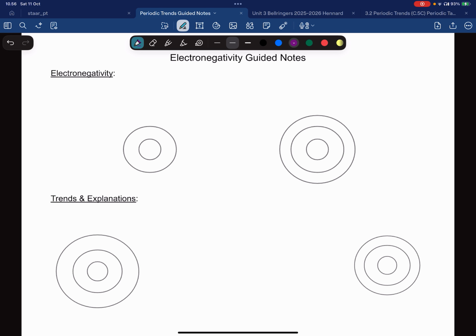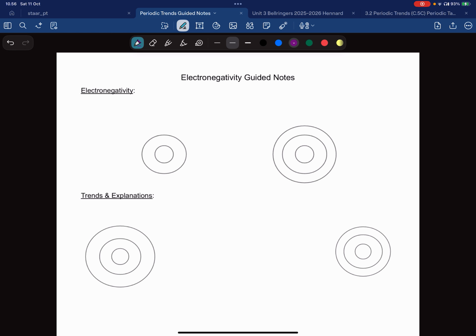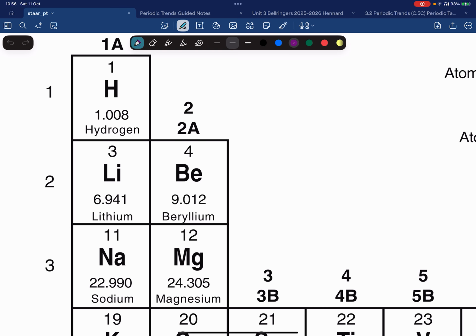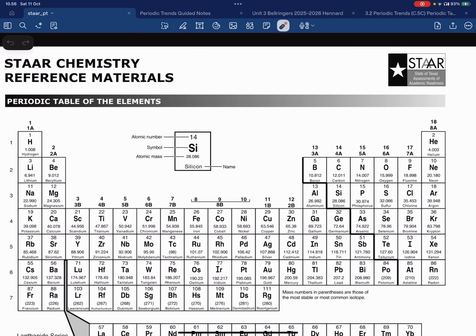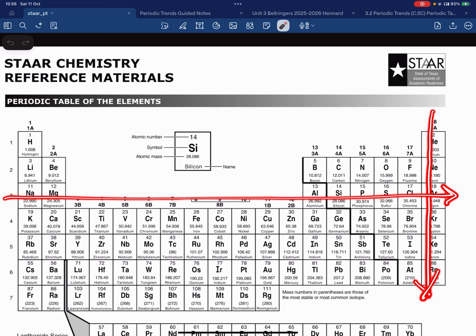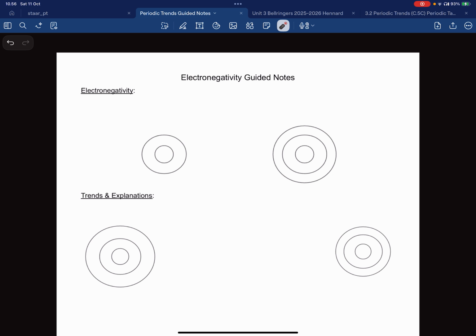Ladies and gentlemen, we're taking a look at electronegativity down a group. As a reminder, a group goes down, okay? So that is a group, and a period goes across. So that is a period. Okay, the first thing to do, of course, is to define electronegativity.